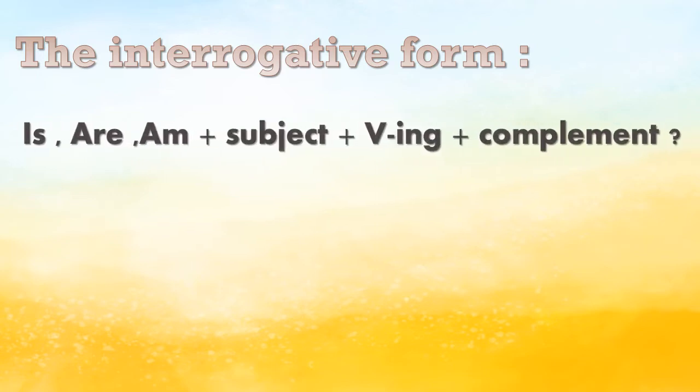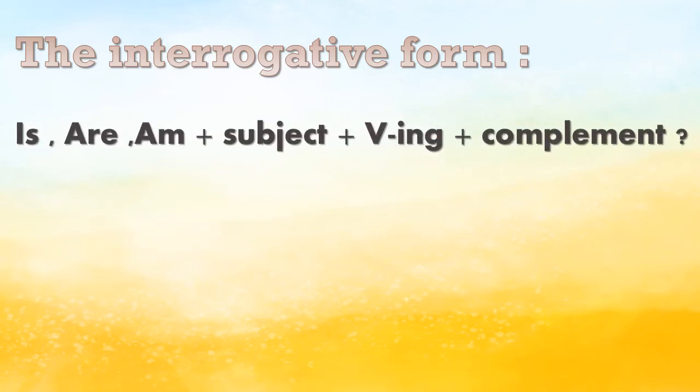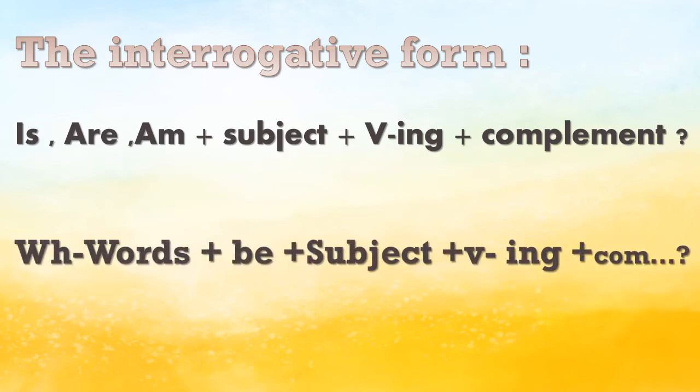So the interrogative forms: yes or no questions, we have to start by using the helping verb to be, then the subject, verb ing and complement. Or the WH question, we have to start by using the WH word, then the verb to be, subject, verb ing and complement.